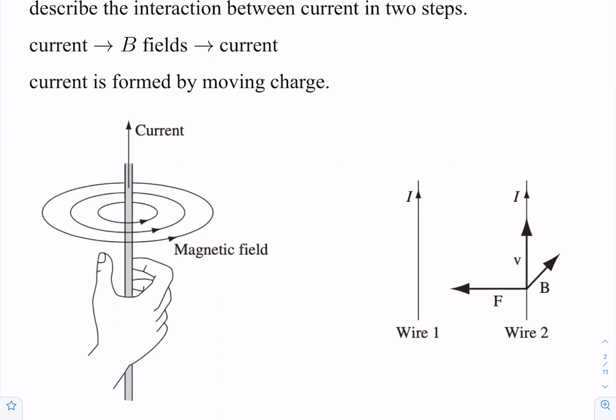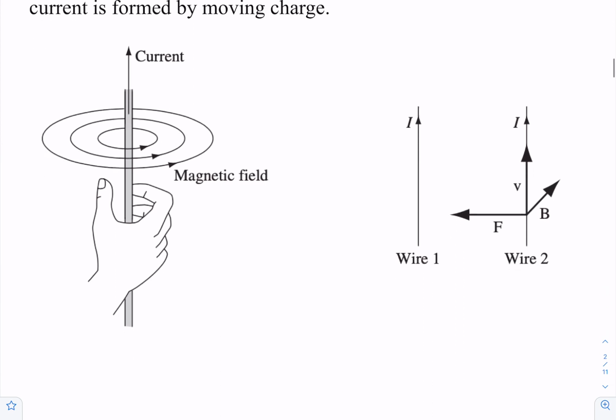For this problem, you can also try changing the current direction. Say that one of the wires has current coming up and the other has current going down. Then the force should be a repulsive force, because the V flips sign, which flips the sign of F.